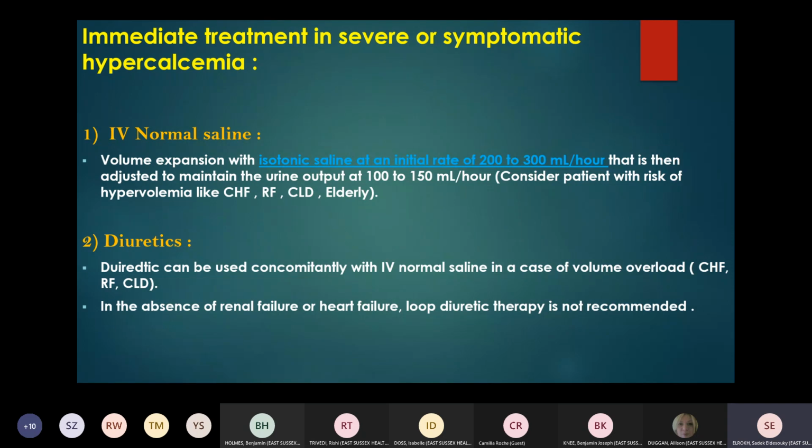What is the indication to give diuretics? If the patient has hypercalcemia with risk of hypervolemia, like chronic kidney disease, chronic liver disease, and congestive heart failure, at that time you can give good hydration with diuresis at the same time. But of course, don't give diuretics in a normal patient, I mean a patient without risk of hypervolemia. It isn't indicated. So the only indication is if there is risk of hypervolemia. Okay.